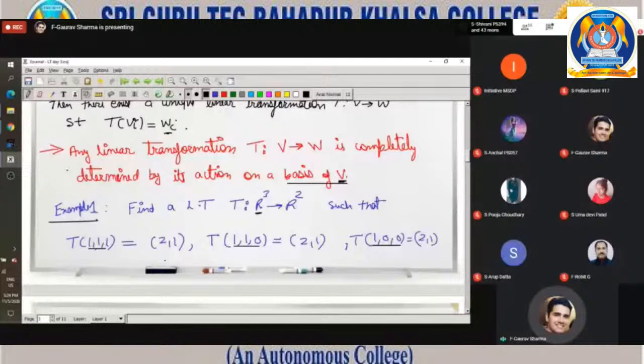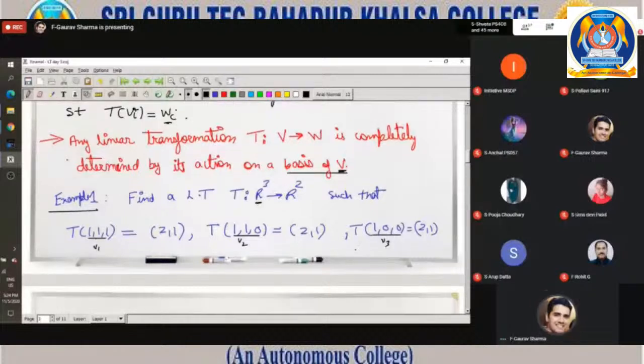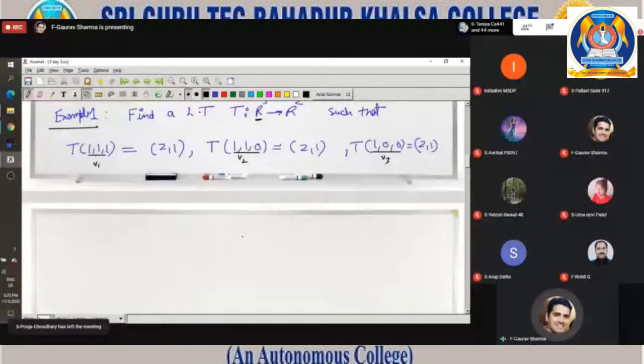Let us take an example. We did the proof of this theorem yesterday. The important part of this theorem was any linear transformation from V to W is completely determined by its action on the basis of V. So here in this example, we are taking a basis (1, 1, 1), (1, 1, 0) and (1, 0, 0), because our V is R cube and these three vectors are linearly independent.